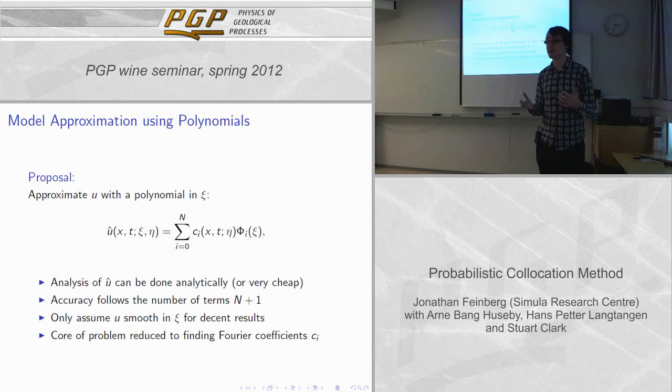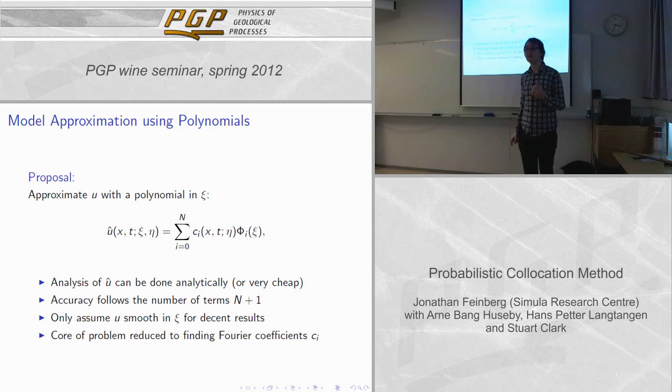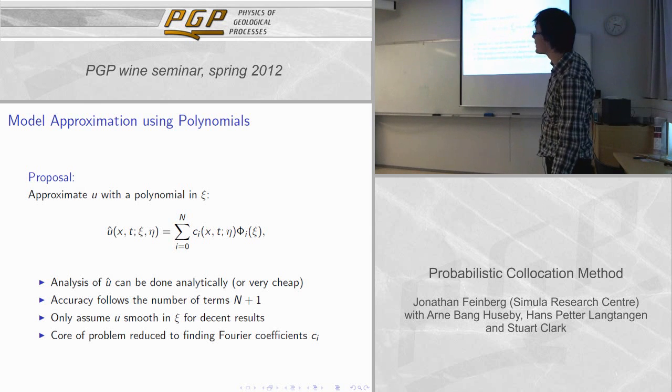The only assumption you need to make for it to get decent results is that your solver needs to be smooth in the parameters that are random. So basically what I'm saying here is that the coefficients, the Fourier coefficients, don't really need to be smooth. They can be discontinuous. They don't even need to be continuous over any part of the domain. They can have any type of behavior. The only thing we're assuming is that the polynomials that we're approximating with are smooth, which is a smaller assumption than assuming the whole model is smooth.